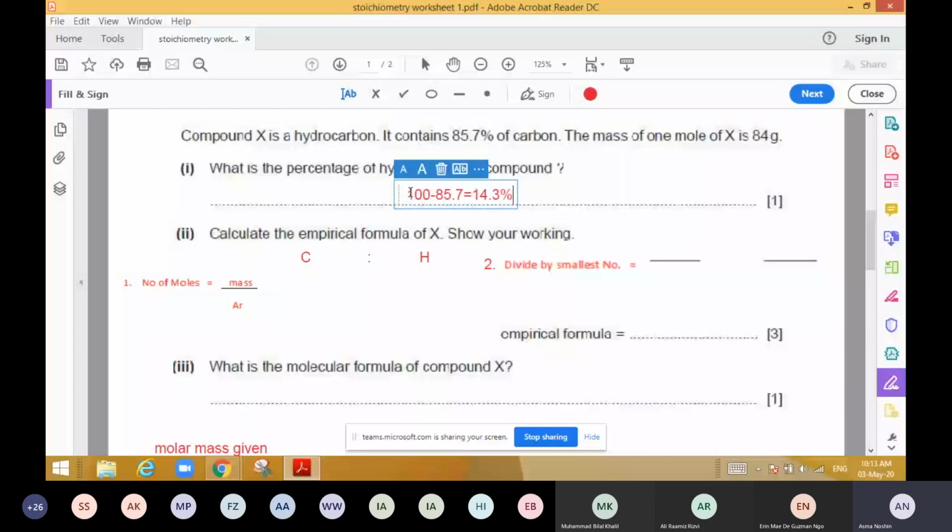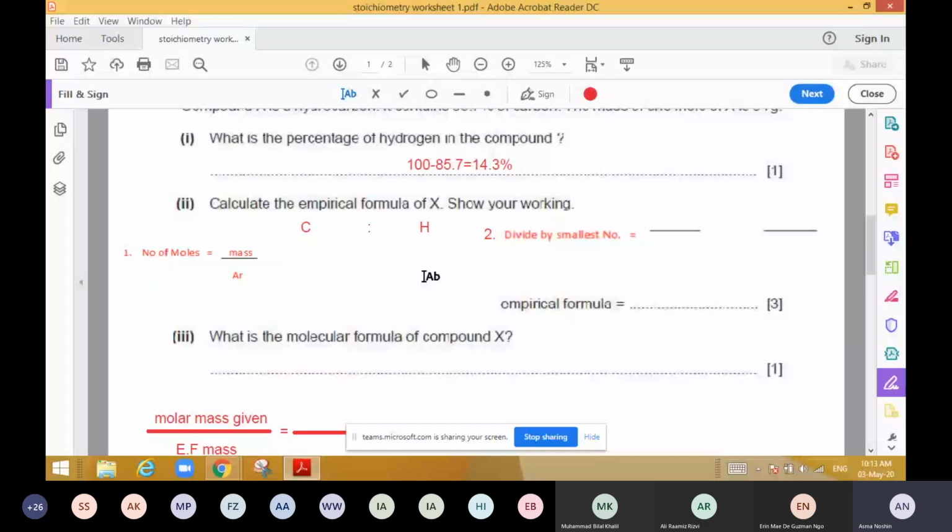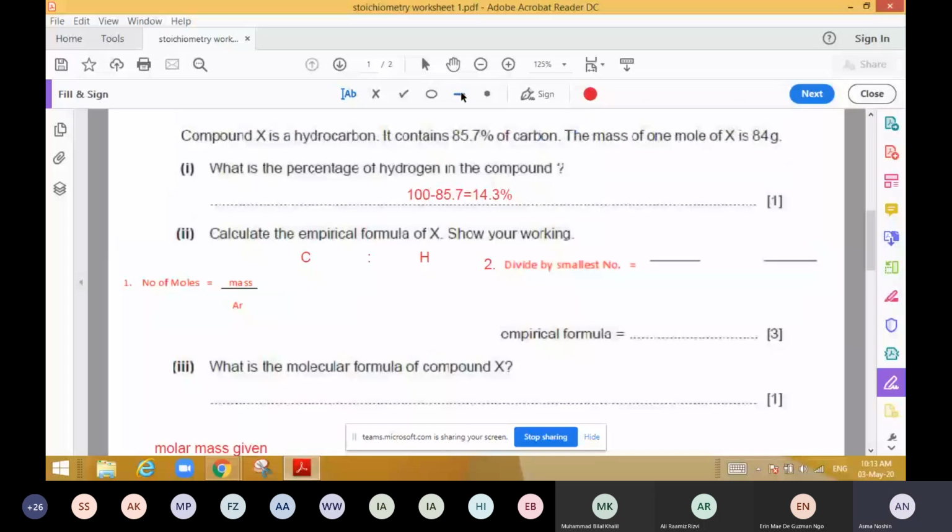Okay, now what will be our next step? We have the mass of hydrogen and the mass of carbon, both are there. Now what will be the next step? Same, number of moles. You have to find the number of moles for both separately. So how will it be? For carbon, how will you calculate it?